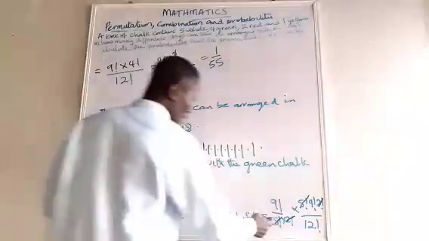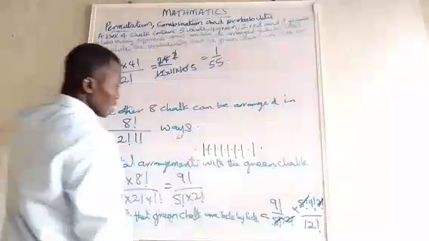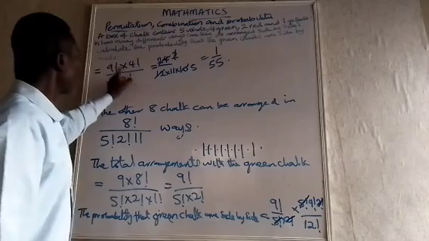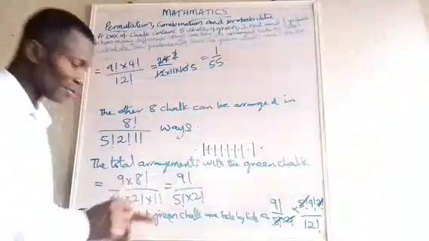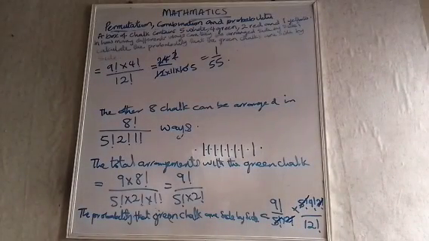So look at it. This one over this one, I've cancelled this side. So I have 9 factorial multiplied by 4 factorial divided by 12 factorial. So 9 factorial from here gives us 12 times 10 times 11, so 24. So that's the answer, 1 over 55. That's the probability of all the green chalks being together.